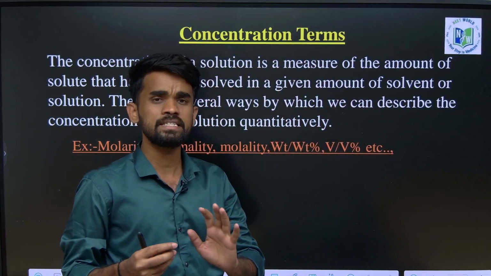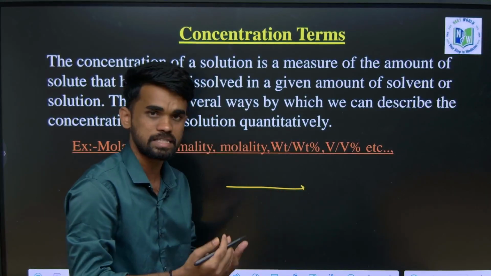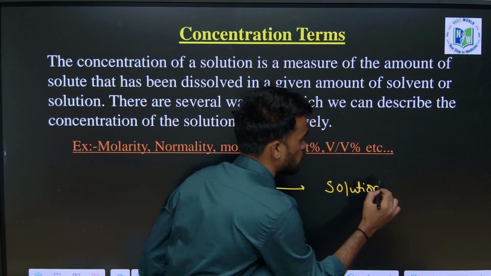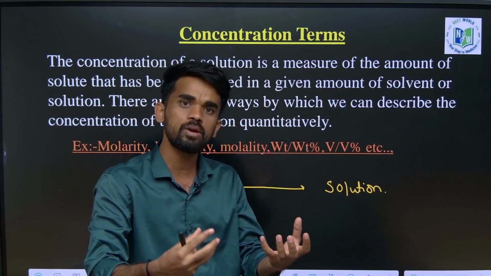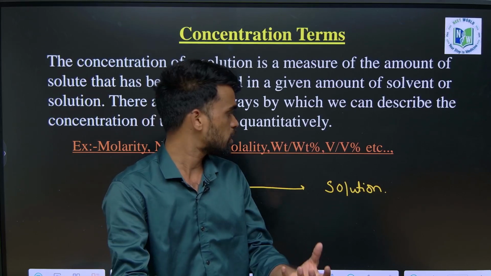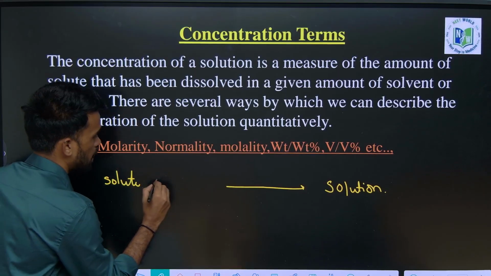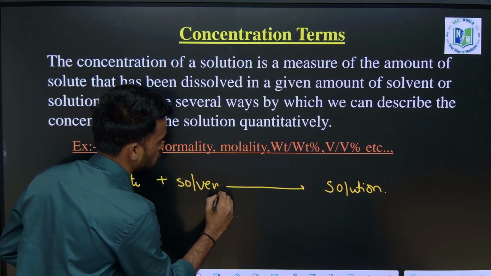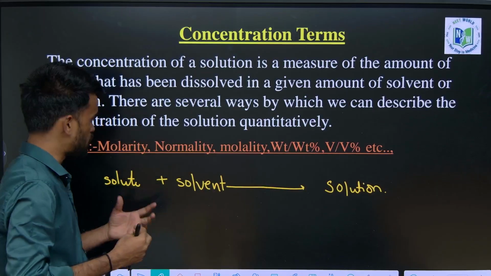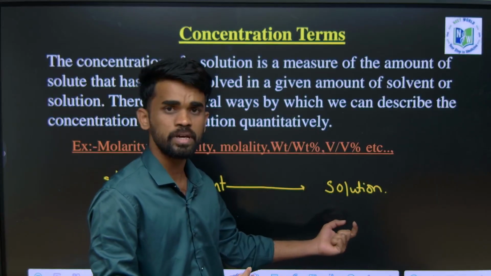So what exactly is concentration here? For example, in order to make a chemical solution, what do we mean by solution? A solution is a homogeneous mixture of two or more components. These components generally consist of a solute and a solvent. So a solution contains two parts, one is solute and the other is solvent. By mixing two or more components, we get a solution, and this solution should be homogeneous.